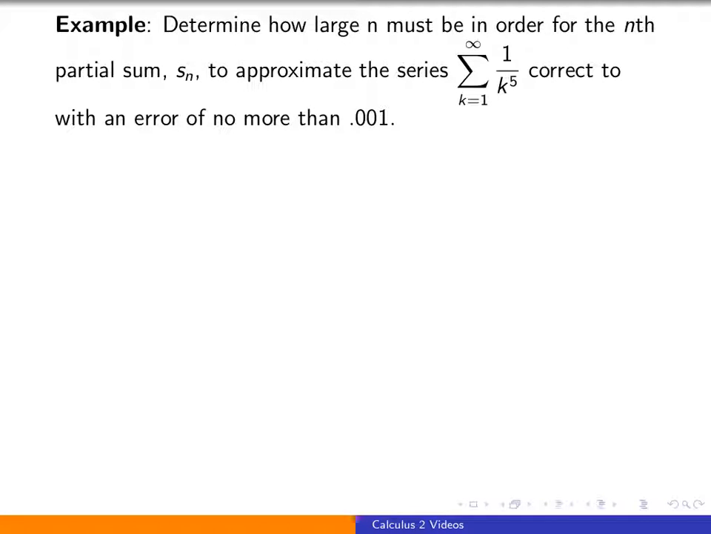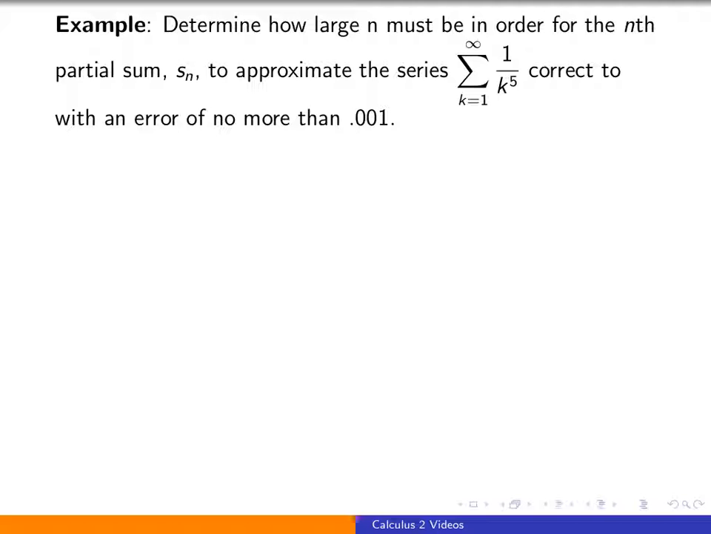In this video, we will continue our investigation into the integral test by specifically focusing on the integral test remainder, or we might call it estimation property. And here's a motivating example. How large must n be in order for the nth partial sum s sub n to approximate the given series correct to some degree of accuracy? Here we would say maybe to 3 decimal places of accuracy.